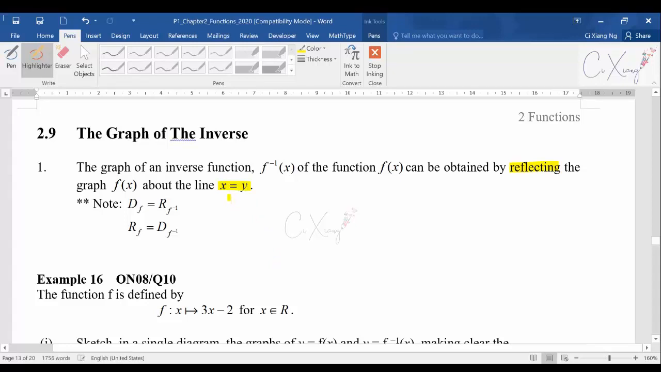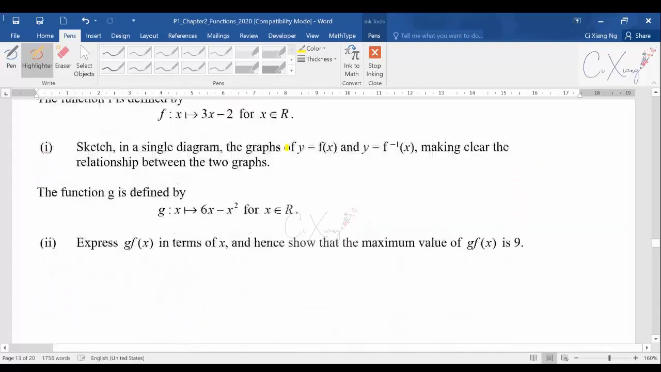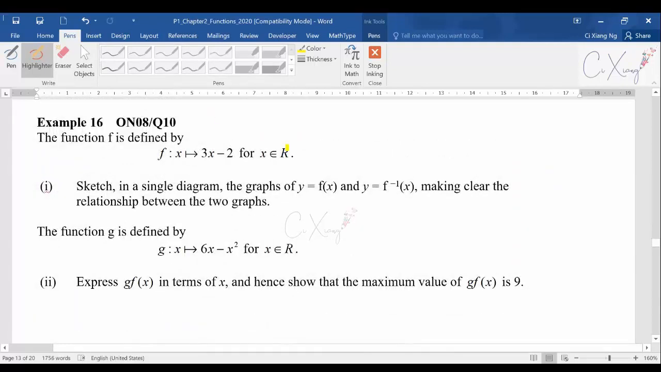But of course, in practice, how are you going to draw it? You still need to have some idea or some small hints to help you sketch it correctly. So we'll start with some examples here. At the same time, when you want to draw the graph, I will also tell you what technique you can use to sketch a graph correctly. So we'll start with example 16 here.